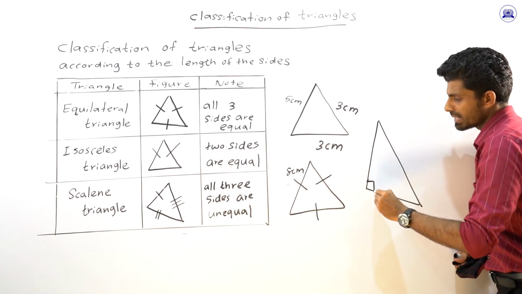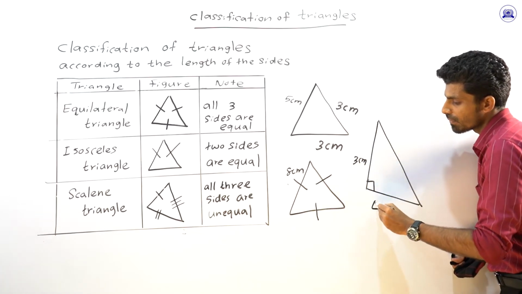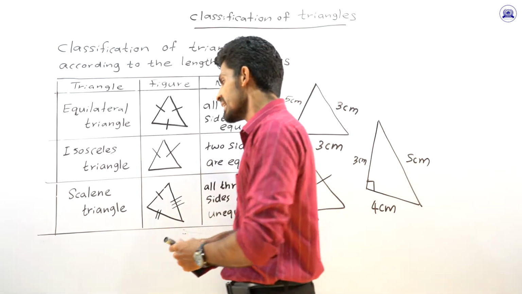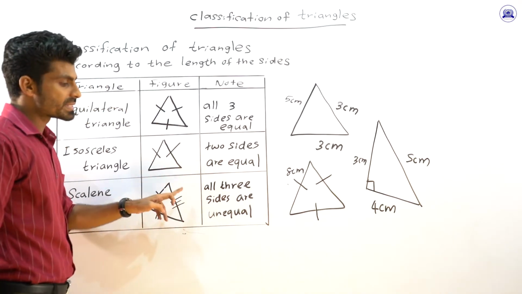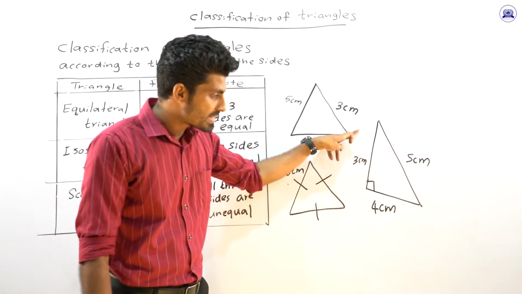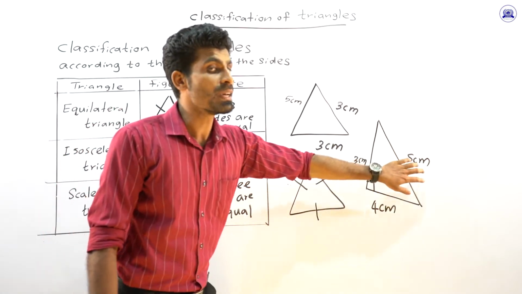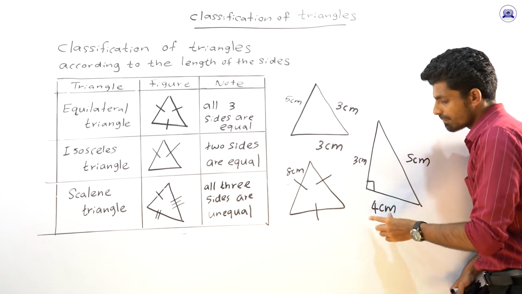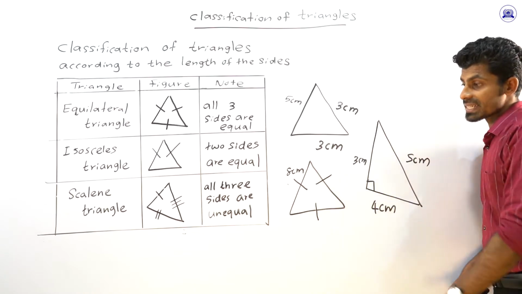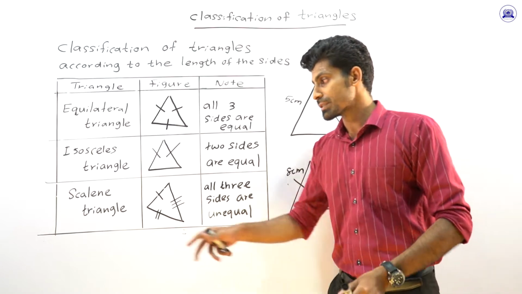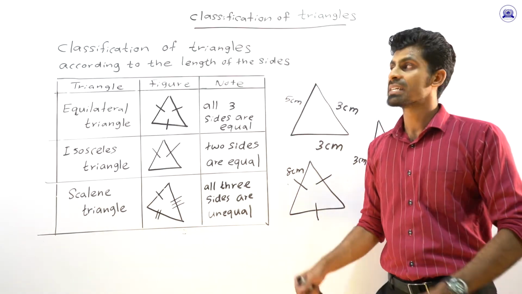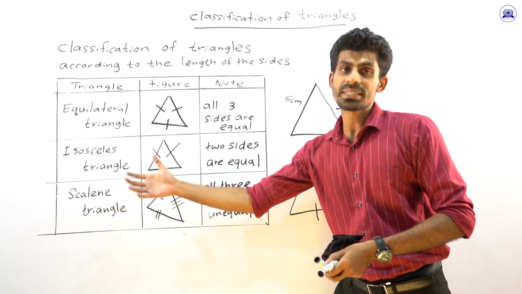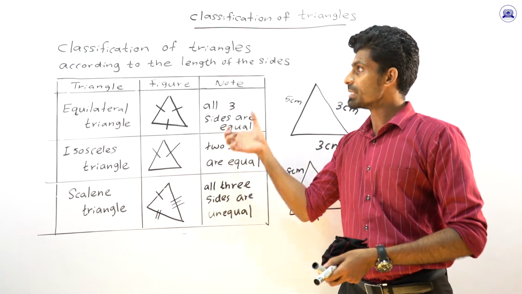So I will take the last example. I'm just taking 3 centimeters, 4 centimeters and 5 centimeters. Then you can clearly see that it is a scalene triangle. All three sides are unequal. Unequal means what is the triangle type? Scalene triangle. So this is the way we can classify triangles according to the length of the sides.